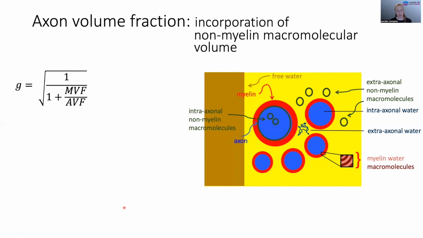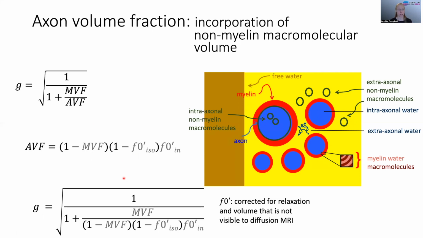But we're not done yet. There may be interaxonal non-myelin macromolecules as well. So what I propose is that we correct all of the signal fractions that we get from the diffusion modeling for the non-myelin macromolecular content as well. And the literature has estimates of what this may be in healthy tissue, but I think it's ongoing work to figure out what it would be in pathology.